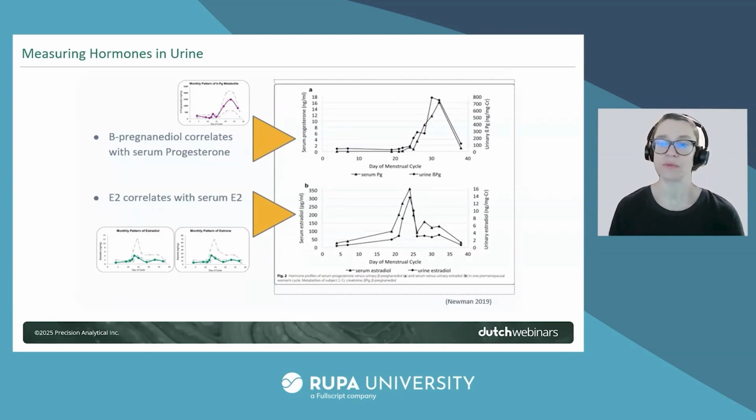Some providers do like to use estrone as an additional surrogate marker for estrogens, so we do include that as well on the DUTCH test. But here you'll see that strong correlation between urinary estradiol and serum estradiol. So those track really nicely. This data and those graphs are from published papers that are available to you if you're interested.